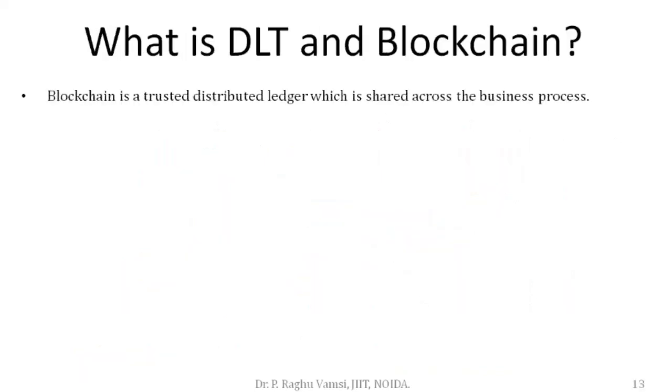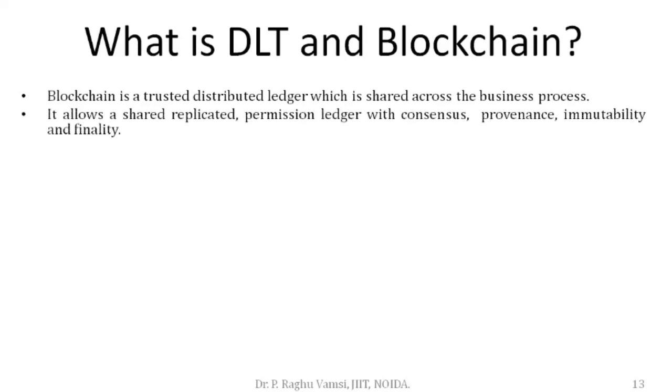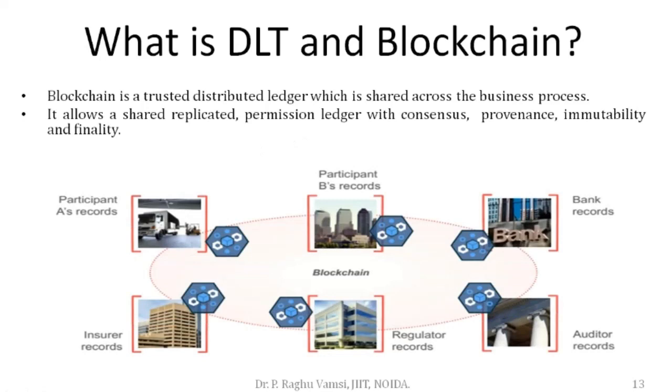What is the distributed ledger technology? Blockchain is a trusted distributed ledger which is shared across the business processes. It allows a shared, replicated, permissioned ledger with consensus, provenance, immutability, and finality. Provenance means who is the author of a particular transaction, and the history of the authors. Immutability means it cannot be changed, and finality means once it is created, it is final. That is the distributed ledger technology, which we can call blockchain.